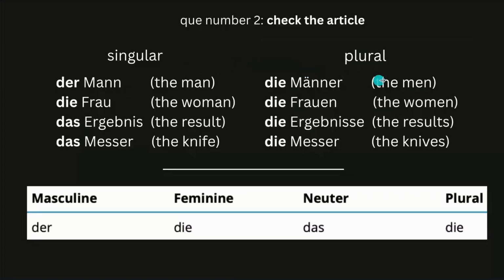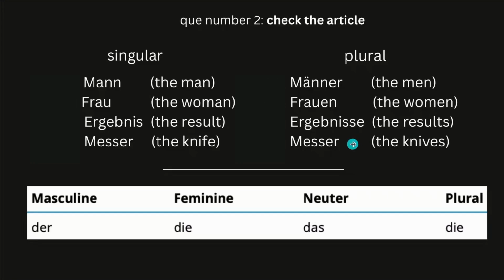When we go to the plural though, we find something interesting. Remember in English how goose turns into geese? We see the same change here, from Mann into Männer. So we have die Männer and Frau into Frauen, Ergebnis into Ergebnisse, and this is the one we should look at. So let's imagine we don't know the articles.